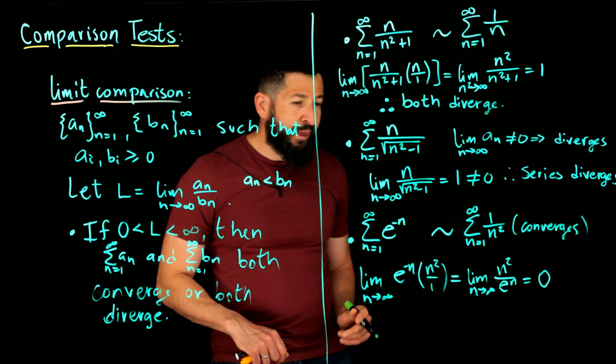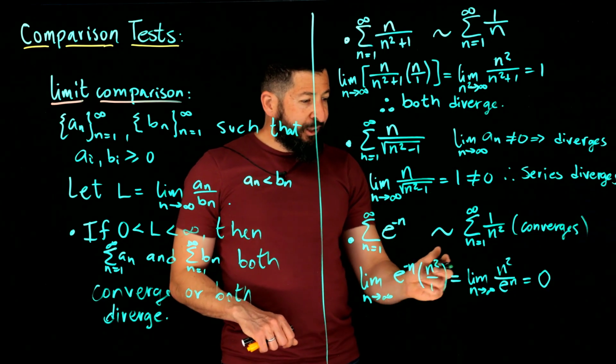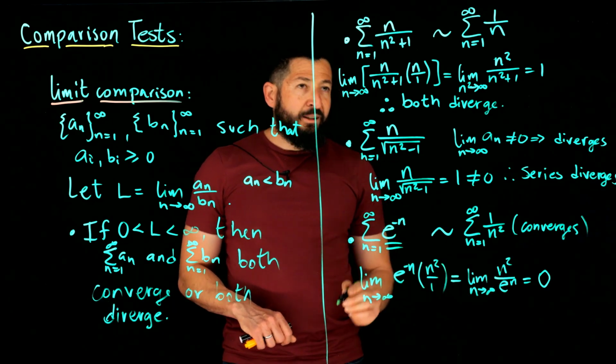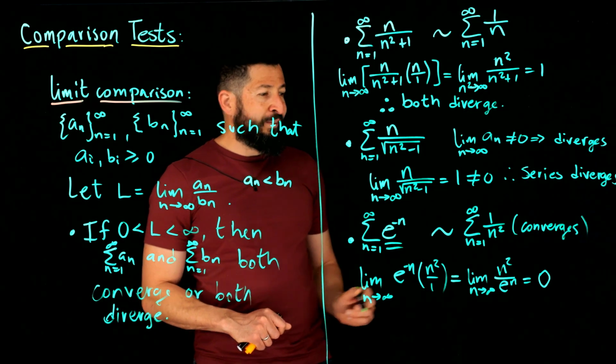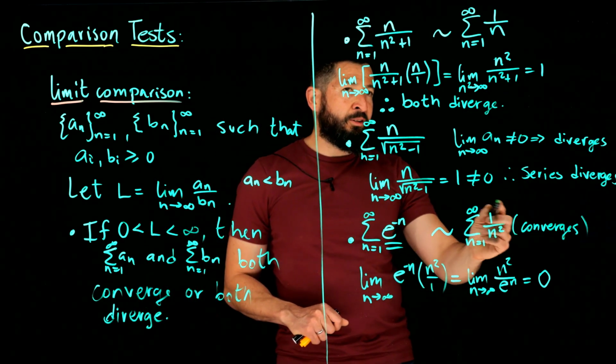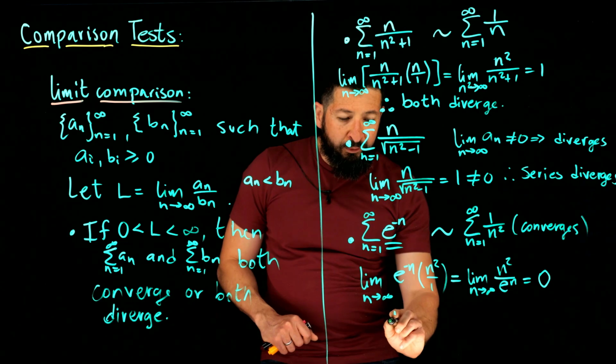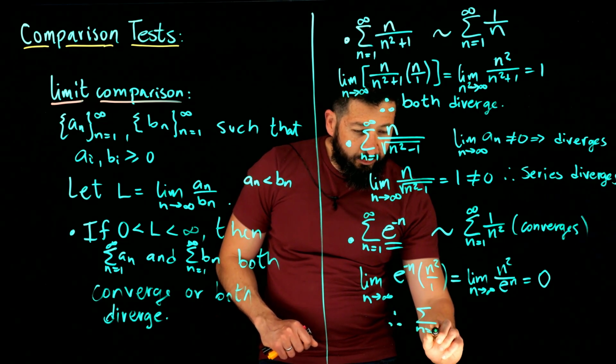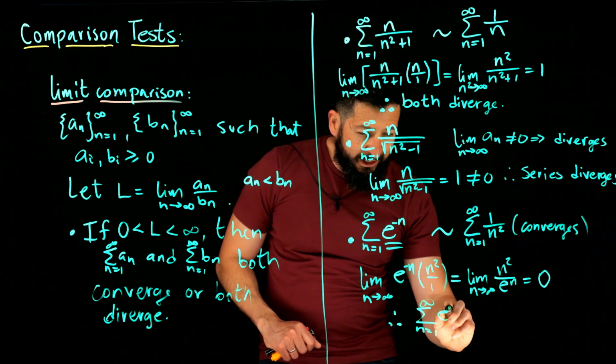So now, notice that I have here that this limit goes to 0. So this series is decaying much faster than this one. But I know this one converges, therefore both converge. So that gives me that the sum from n equals 1 to infinity of e to negative n converges.